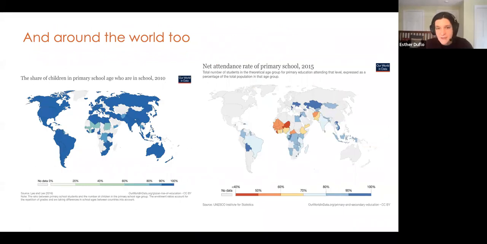The picture is not unique to India. If we're looking at the share of primary school age who are in school in 2010, for countries for which we have data from our World in Data website, you're finding that a lot of the map is blue or even dark blue. A lot of kids are enrolled in school around the world, and the attendance is pretty low as well around the world. In particular, you can see here a country in Western Africa with fairly low attendance level, comparable to what we're finding in Bihar.